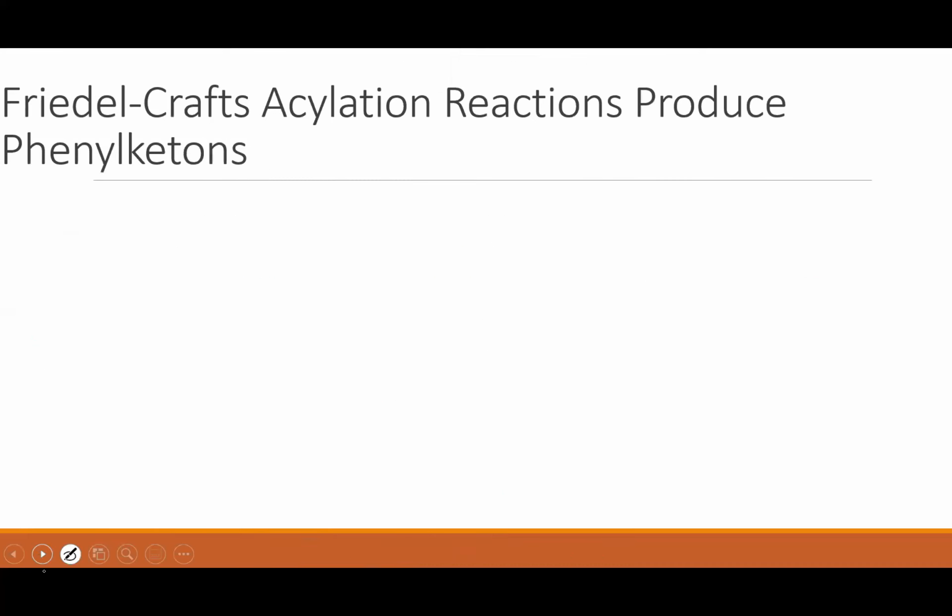So Friedel-Crafts acylation reactions produce phenyl ketones. So that's really important to know. And again, I'm just going to put in brackets up here, this is an electrophilic substitution reaction.